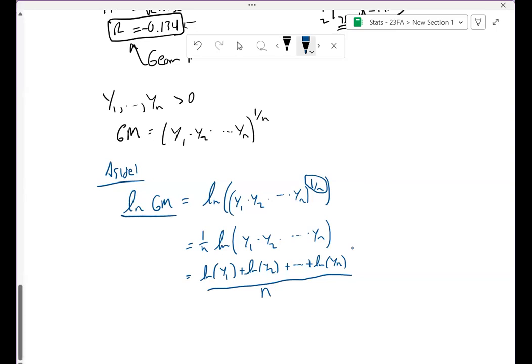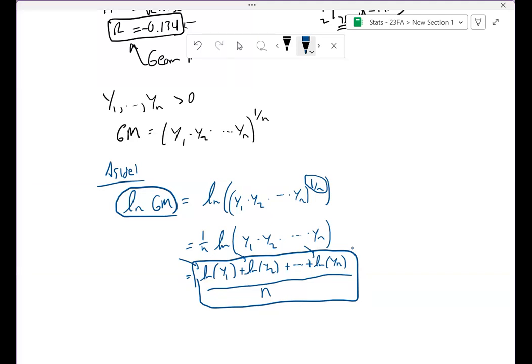So what I see is that the log of the geometric mean is the average of the logged data points. I can take the log of each data value, and then average that transformed data, and that will give me the log of the geometric mean. So the log of the geometric mean is the arithmetic mean of the logged data.